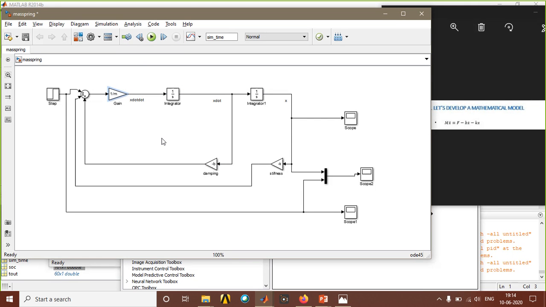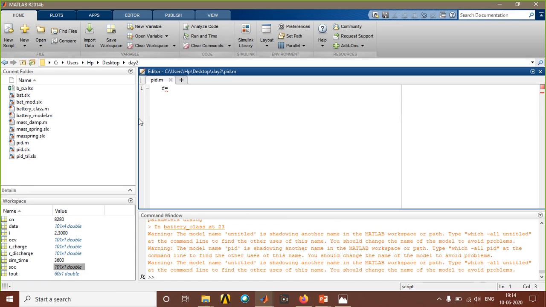So go to the MATLAB script. Force, I'm going to give 1. Mass, I'm going to give 1 kg. Unity. K, I'm going to give 20 Newton per meter. B, I'm going to give 10. These are the inputs you will get. Damping coefficient, stiffness, mass, force, everything you will get as an input.